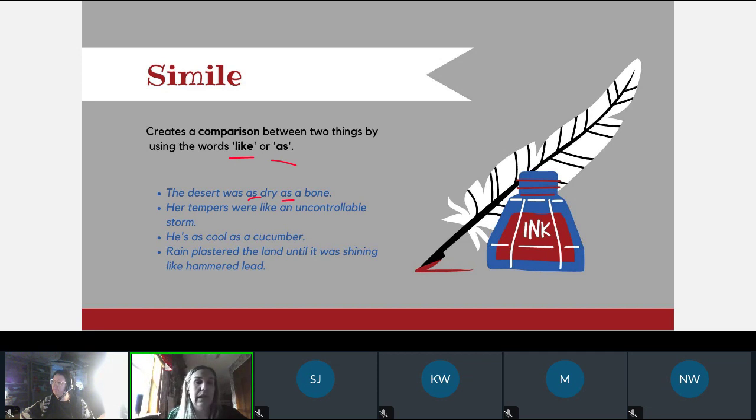Her temper was like an uncontrollable storm. We're comparing temper and storm. He's as cool as a cucumber, comparing the guy to a cucumber, or being cool like a cucumber. Which I don't even really know how that makes sense. I guess it's cooling, but it's a term we use, or we used to back in the day. Rain plastered the land until it was shining like hammered lead. So the land was shining like hammered lead because of the rain.